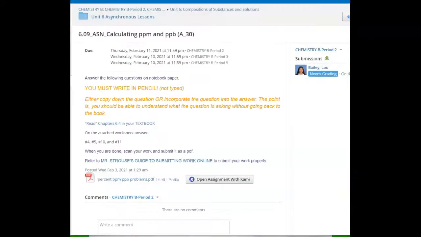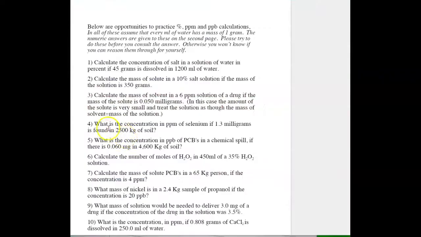Let's look at that. For this assignment, we were supposed to do 4, 5, 10, and 11. Let's do those. Number 4 says, what is the concentration in parts per million of selenium if 1.3 milligrams is found in 2,500 kilograms of soil? So we have a very small amount of grams here. Milligrams is 1/1000th of a gram. And then we have a very large amount of soil. Kilograms is 1,000 grams each.